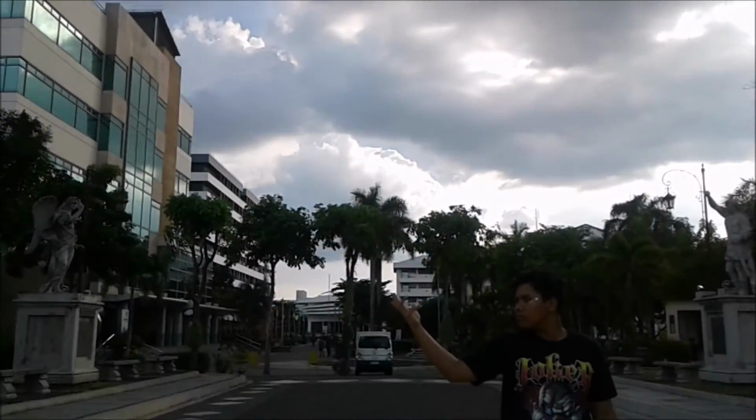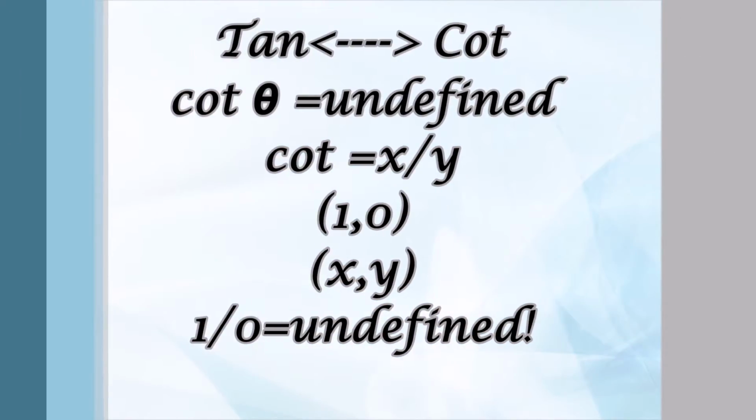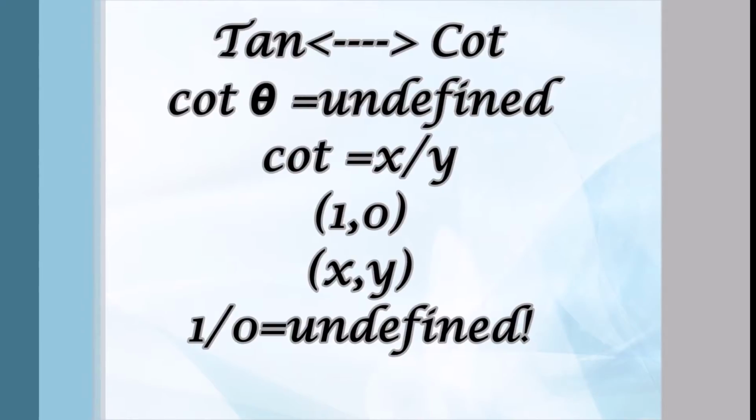The opposite of tangent is cotangent, and the answer is cotangent theta equals undefined, because x is 1 and y is 0. The representation of cotangent is x over y, so 1 over 0 is undefined. If the number in the denominator is 0, the answer will always be undefined.